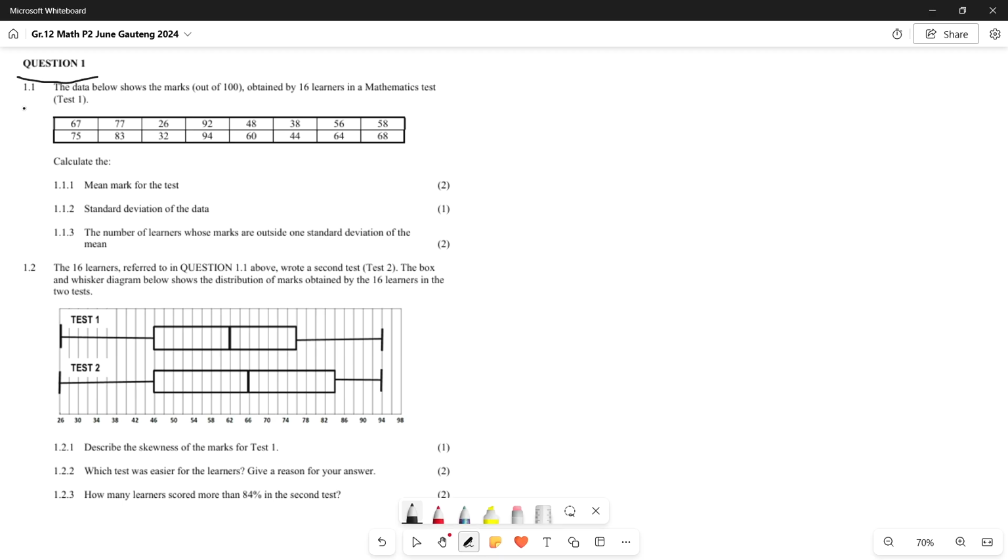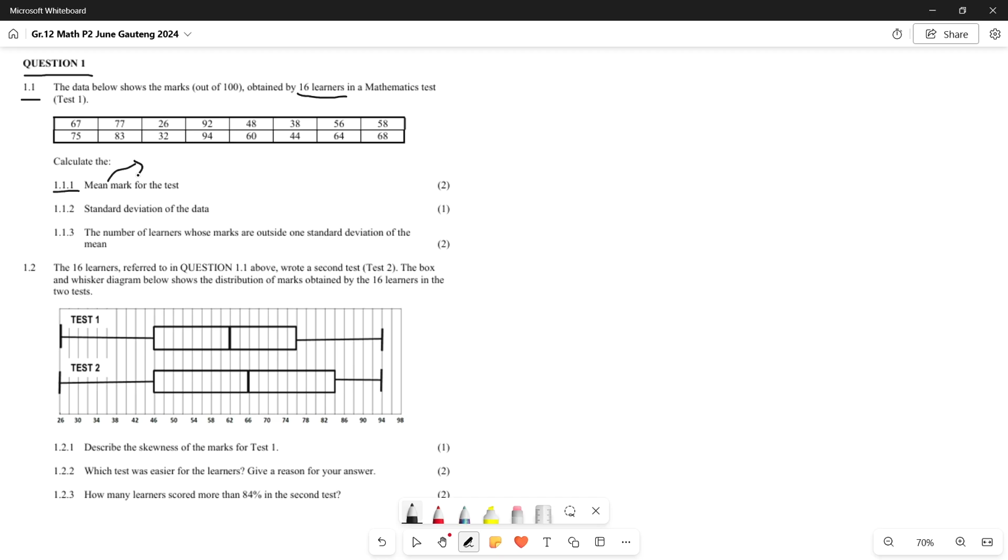So question 1 here, 1.1 says the data below shows the marks out of 100 obtained by 16 learners in a mathematics test, test 1. Okay, so here we have all of the marks that they got, and 1.1.1 says calculate the mean mark for the test.